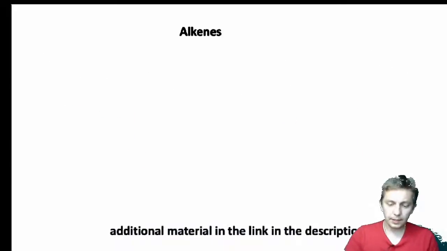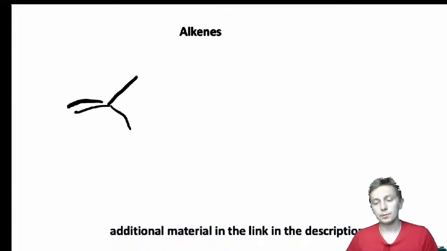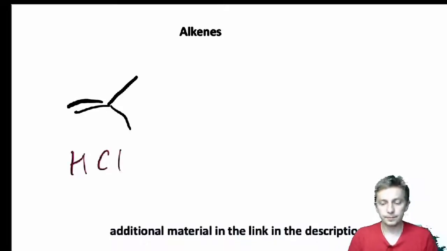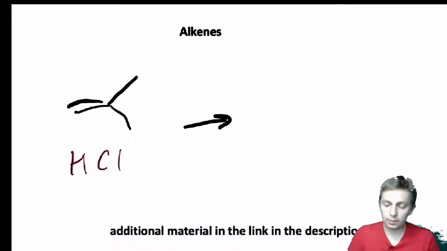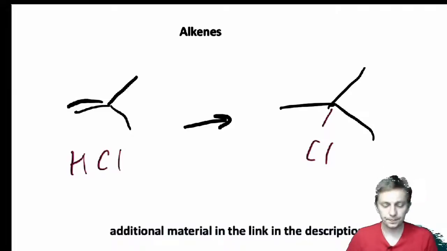Another case, we're dealing with 2-methylbutene and we want to add HCl. Here also a reaction of addition. We have two options. Hydrogen can move to the left side and hydrogen can move to the right side. And according to Markovnikov's rule, hydrogen moves to the place where there is more hydrogen. So the product of addition will be 2-chloro-2-methylpropane.